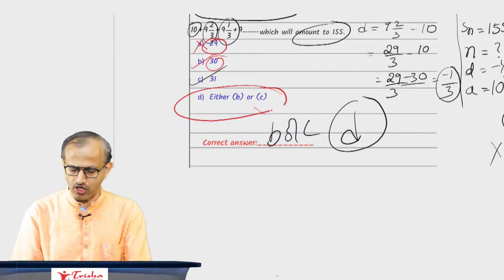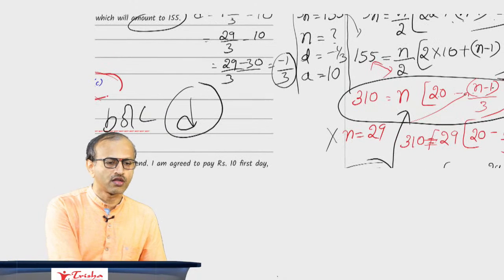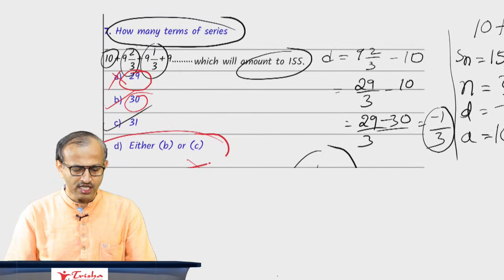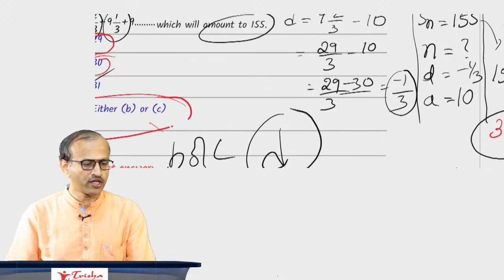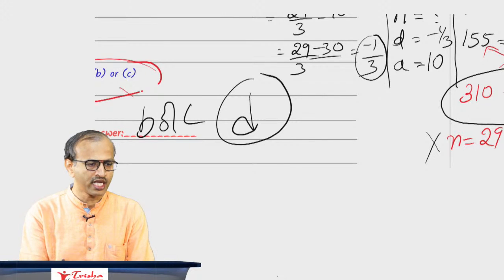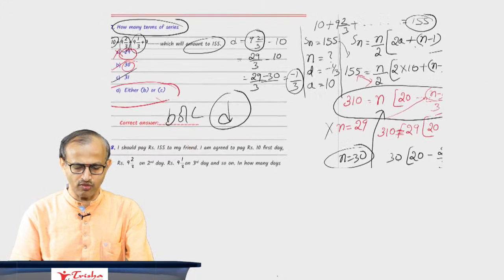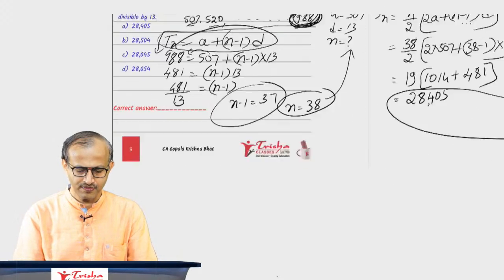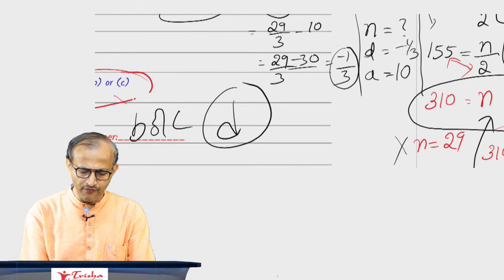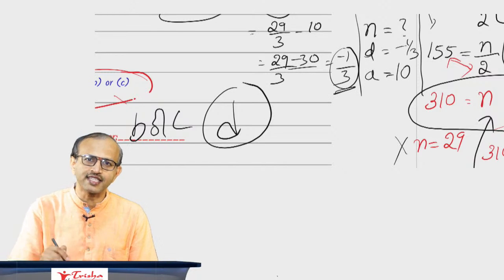Prajwal is asking how you got minus 1 by 3. Minus 1 by 3 is the common difference, that is second one minus first one. The second is 9 2 by 3, minus 10. If you simplify, it is 29 by 3 minus 10. 3 tens are 30, 20 minus 30, so minus 1 by 3. Values are decreasing, so it is minus 1 by 3.